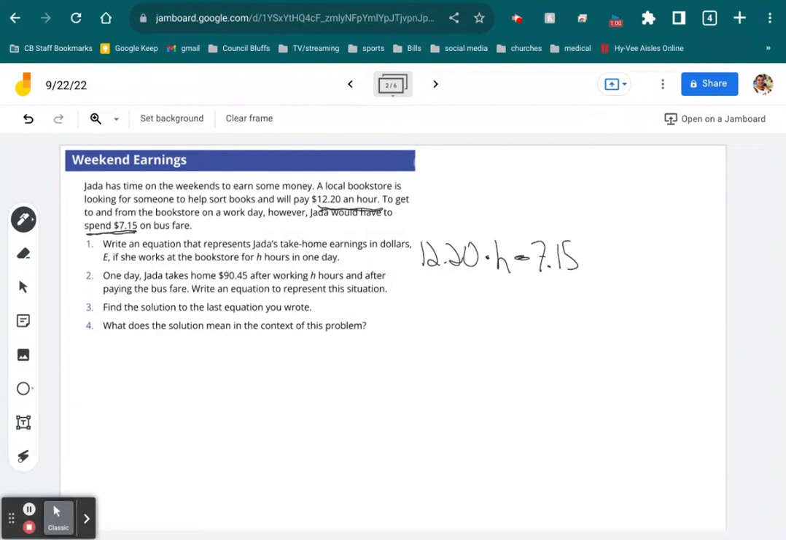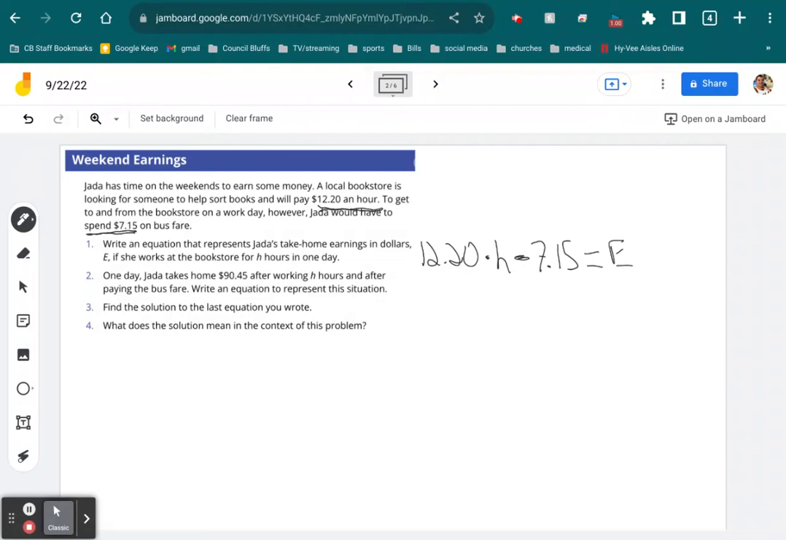So $12.20 times H minus her bus fare, and that would give you her total earnings, which they said to use the letter E. So that right there is your equation for number one. If I take $12.20 times the number of hours, that gives her wages from the bookstore. Then I subtract the money she spends on the bus, the minus $7.15. That gives me her total earnings for each day, which they said to use E.